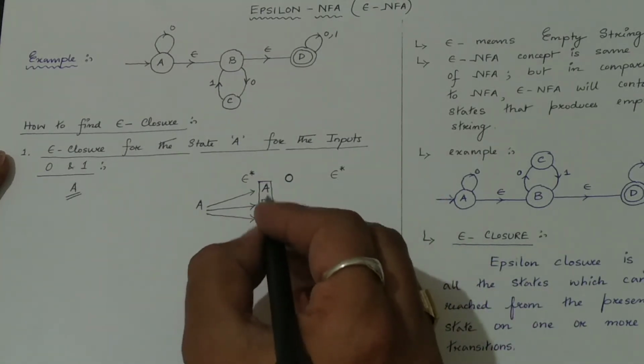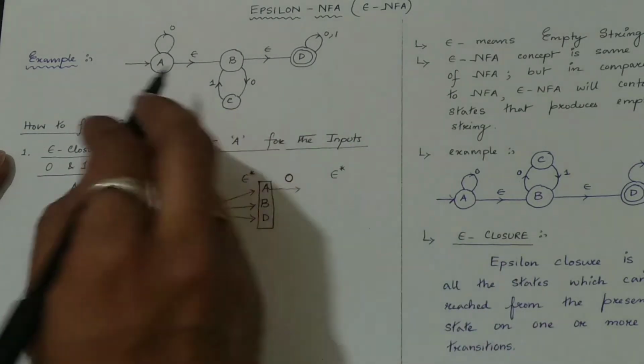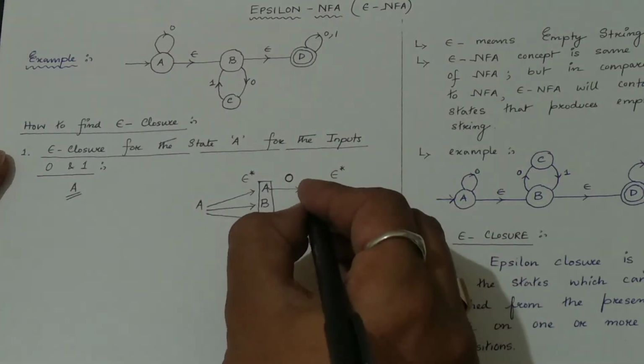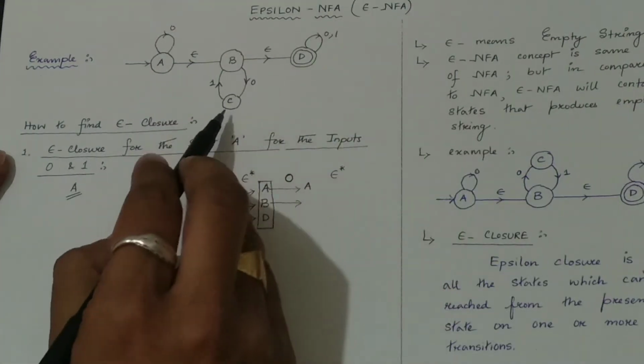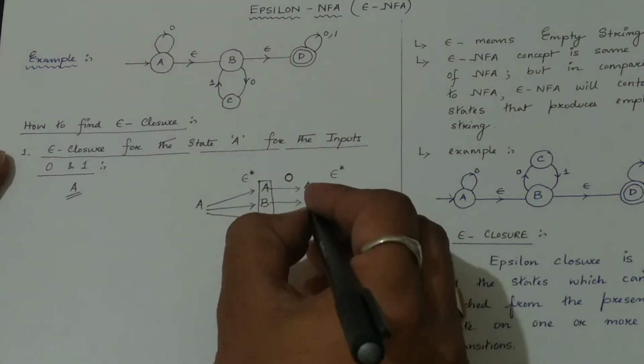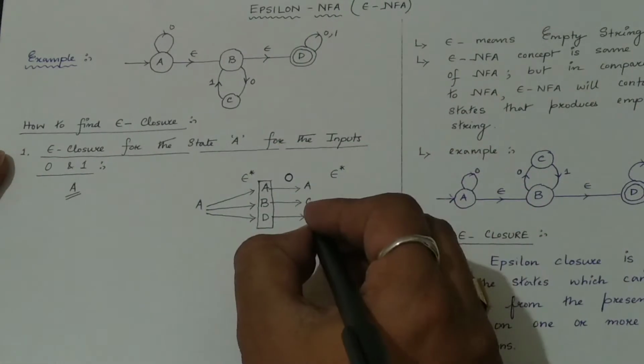How? For each individual state that you have found out. A on seeing 0, where does it go? It goes to itself. Clear? B on seeing 0, where does it go? B on seeing 0, it goes to C. Clear? So write down D on seeing 0, it goes to itself.